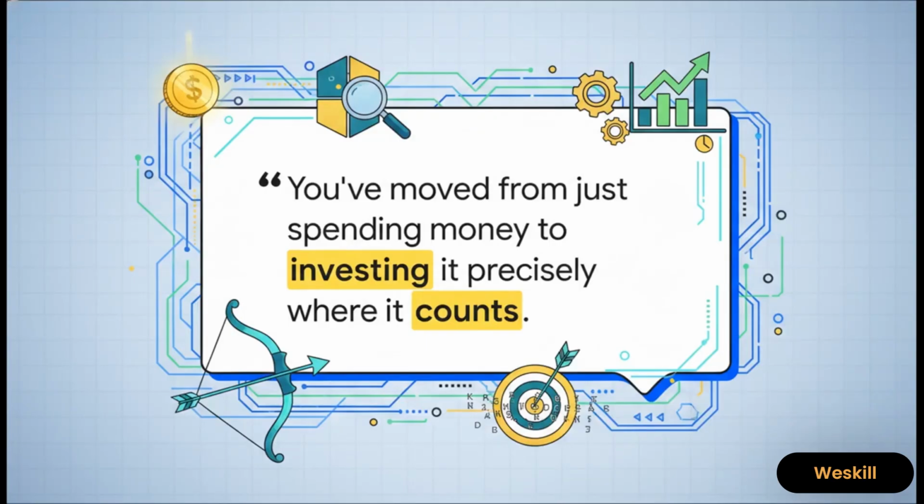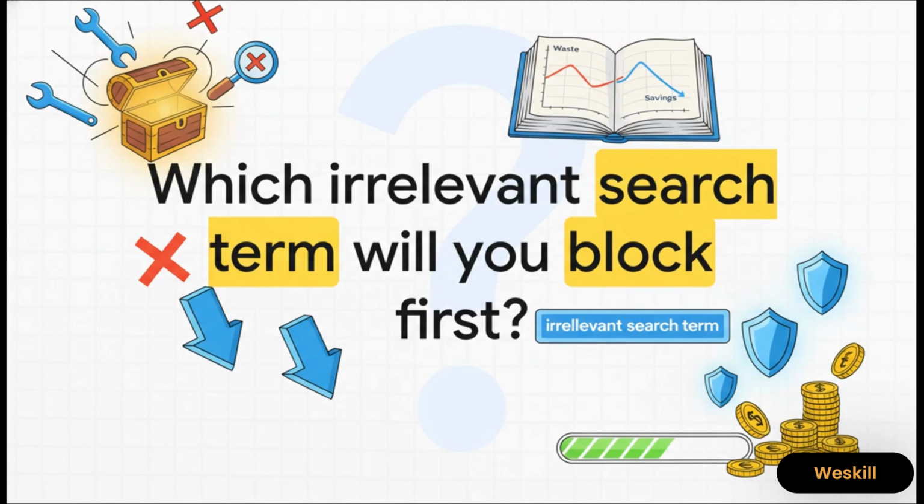And when you get this, I promise, everything changes. You fundamentally alter your relationship with advertising. You're no longer just spending money and crossing your fingers. You are now making precise, strategic investments that are designed to get you a return. So now you have the toolkit, you have the strategy. The only question left is what's the first piece of junk you're going to block from your campaigns? Go on, pull up your search terms report. You can start saving money right now.